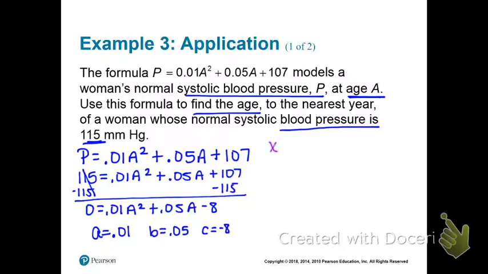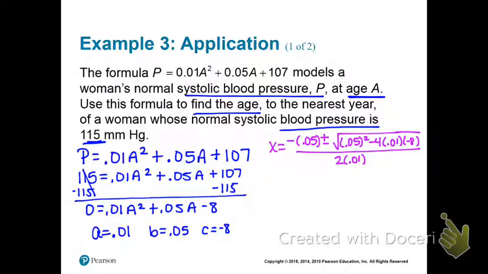All right, so we get x equals -b plus or minus the square root of b squared minus 4 times a times c, all over 2a. So we get x equals -0.05 plus or minus the square root of.